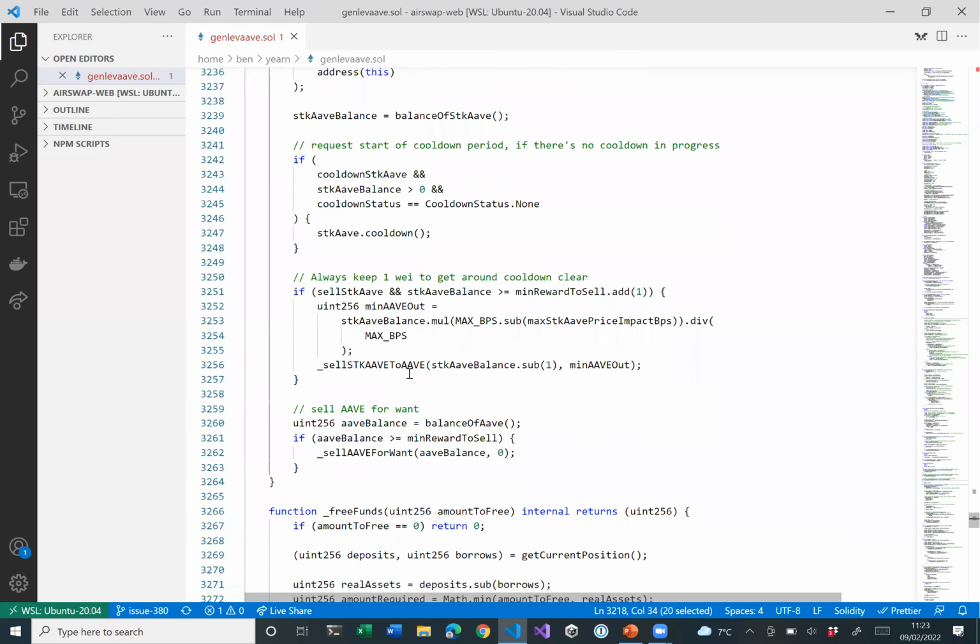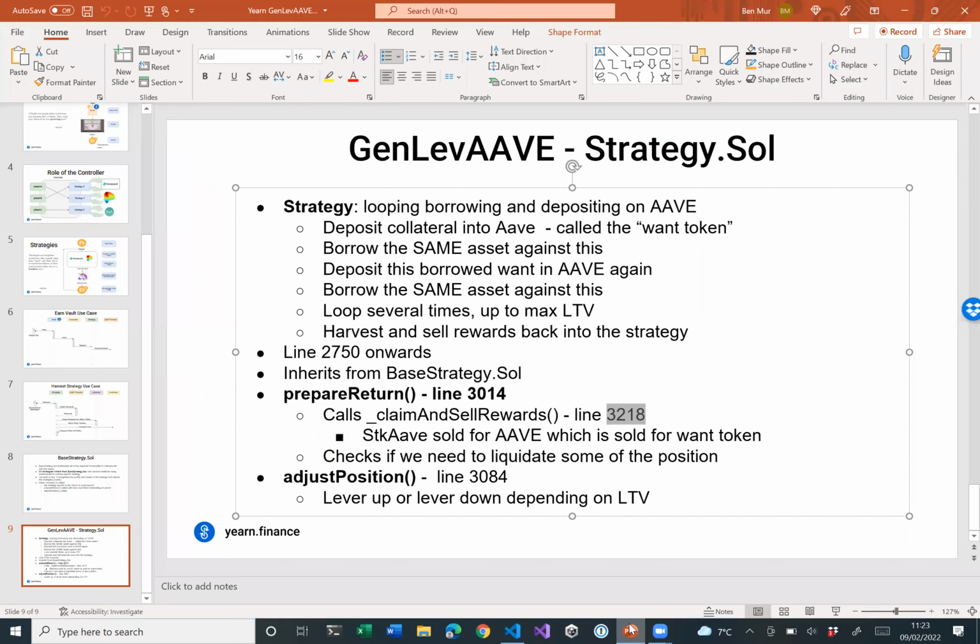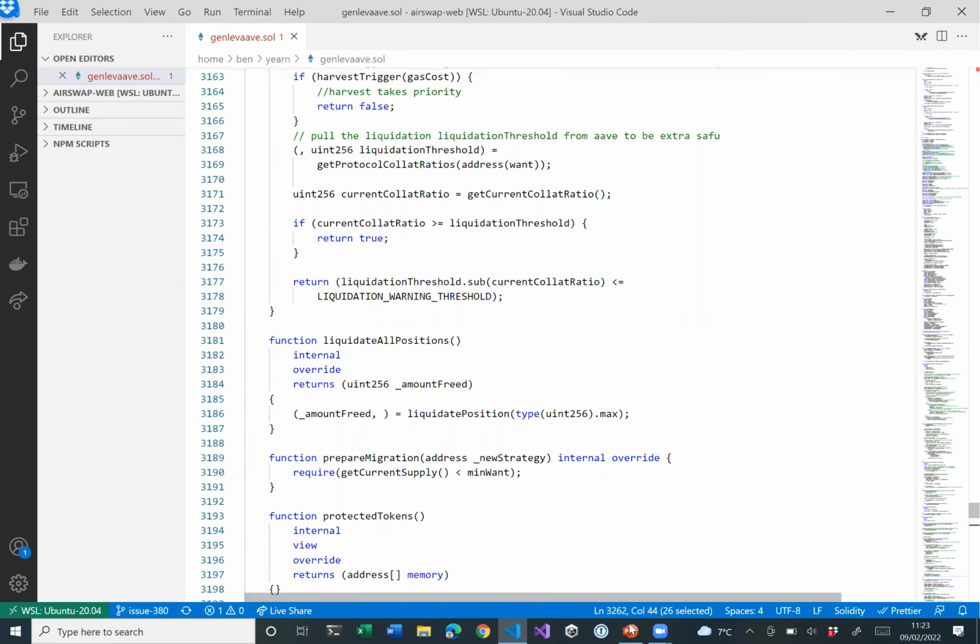The guts of this really is here when you're selling your RV, which is your reward token, for your want token. So you're saying, okay, get the balance of the RV rewards, and if they're greater than the minimum amount that you want to sell, which is a parameter that we set earlier, then you're selling your RV for your want token. So that's obviously harvesting the rewards and getting more of your want token, and then later on they deposit that back. So back up to 3014.